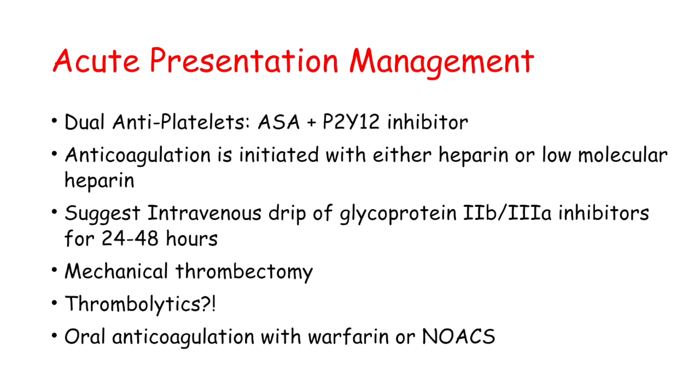Once we start anticoagulation, we don't know if they have ectasia or not. We take them to the cath lab, and in the cath lab we get surprised with the amount of thrombus burden they have. In that case, we suggest using an intravenous drip of 2B3A inhibitors for a period of time, anywhere between 24 to 48 hours. Mechanical thrombectomy is an option. There are case reports about using intracoronary thrombolytics in these patients.